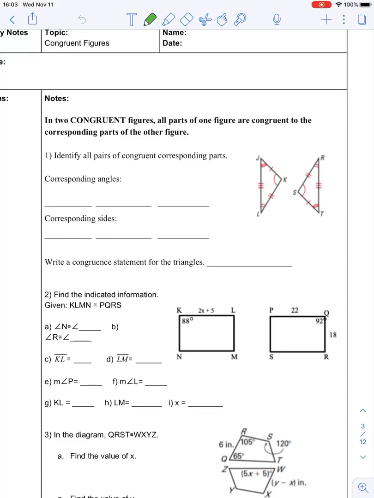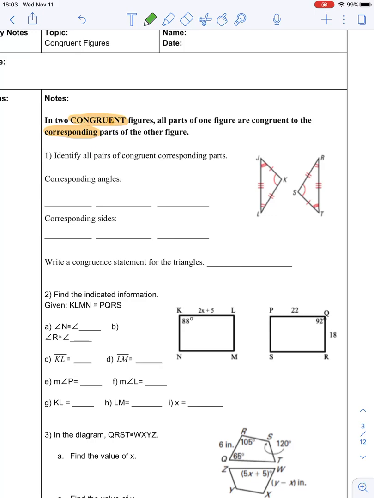In this unit, we're going to spend more time talking about congruent triangles, but before we talk specifically about congruent triangles, we want to talk in general about congruent figures and what it means when figures are congruent to each other. So in two congruent figures, all parts of one of the figures are congruent, or the same size as the corresponding parts of the other figure. Some important words here: we've got corresponding, we've got congruent.